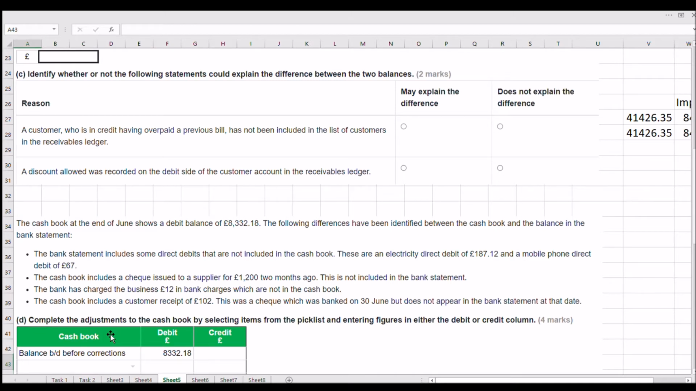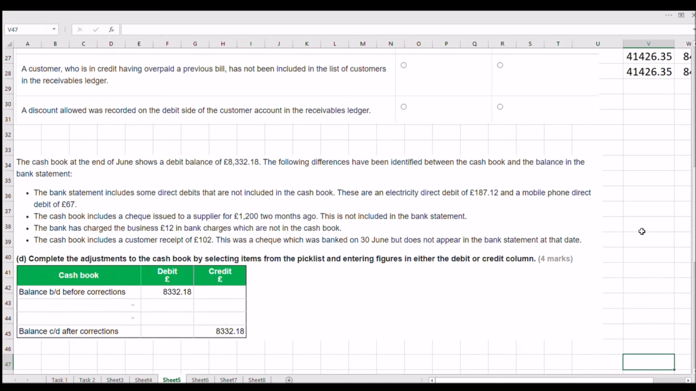Yeah, so that's how you do it, and make sure that you come up with a number and reverse it. Right. Okay. So the cash book at the end of June shows a debit balance of 8332.18, and the following differences have been entered. We mentioned the cash book and the bank statement, which means we're going into a bank reconciliation. We've got the four-step method in here.